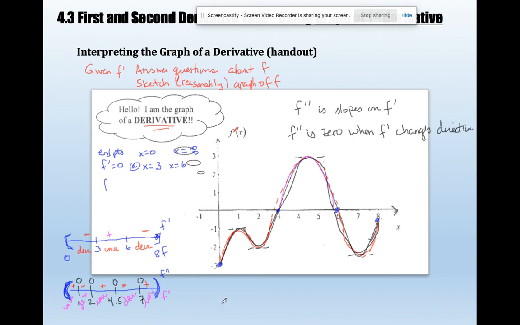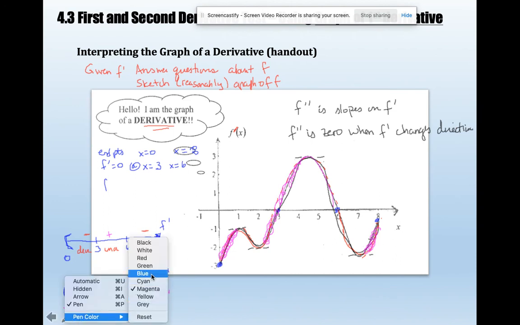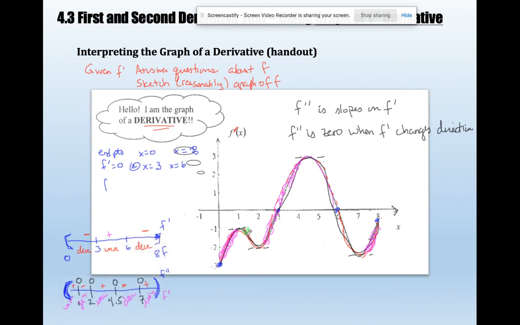Look at the graph and make sure that makes sense. This graph that I'm looking at, not the graph of F, the one I can't see, isn't it increasing from 0 to 1 and increasing from 2 to 4.5 and increasing from 7 to 8? And isn't the graph of F prime decreasing from 1 to 2, and 4.5 to 7.